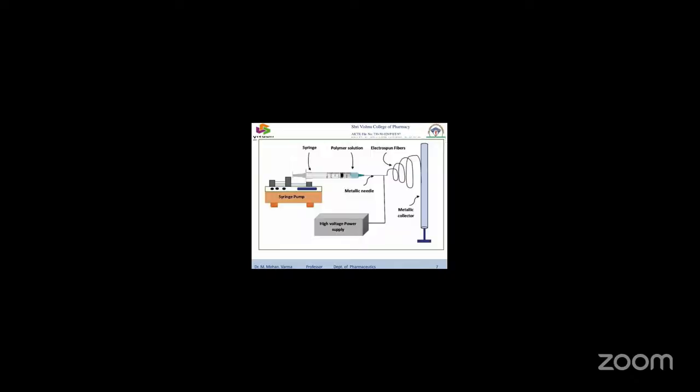In the horizontal electrospinning apparatus, it contains a syringe pump, and within this syringe you can take the liquid containing the drug plus excipient, and here we'll have a stainless steel needle. We have to apply the high voltage, and when we apply the high voltage, we can obtain the electrospun nanostructures. This can be obtained on a revolving steel structure.